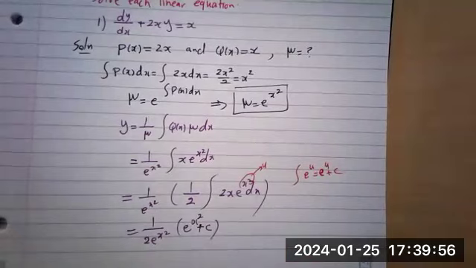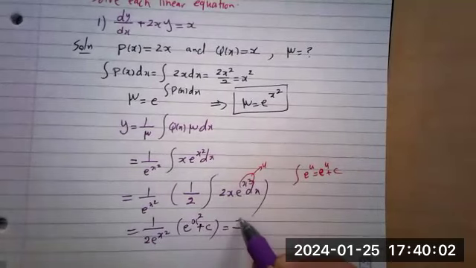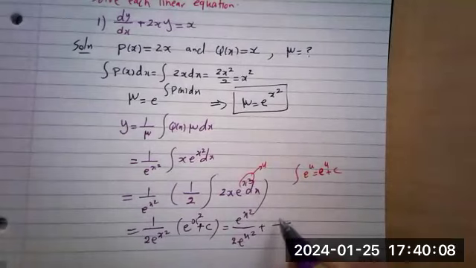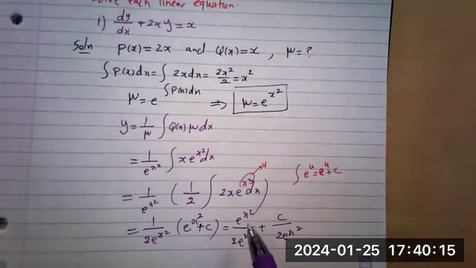You multiply because you can simplify it. So if you multiply, it's going to be e to the x squared over 2e to the x squared, plus c over 2e to the x squared. So we cancel out.